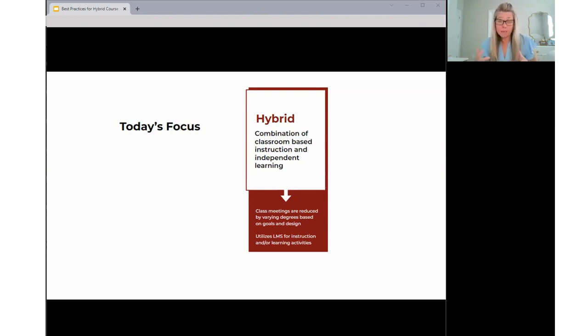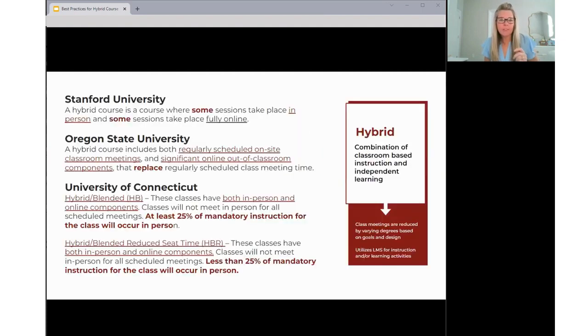So it should never be a surprise when a student walks into class the first day and this is not a traditional model, this is hybrid. Students should know that before class day 1. They should have that option to sign up for a class and know the modality in which it's going to be delivered.